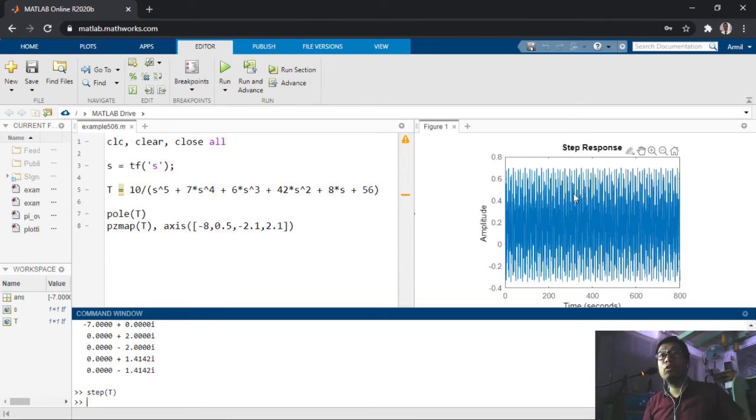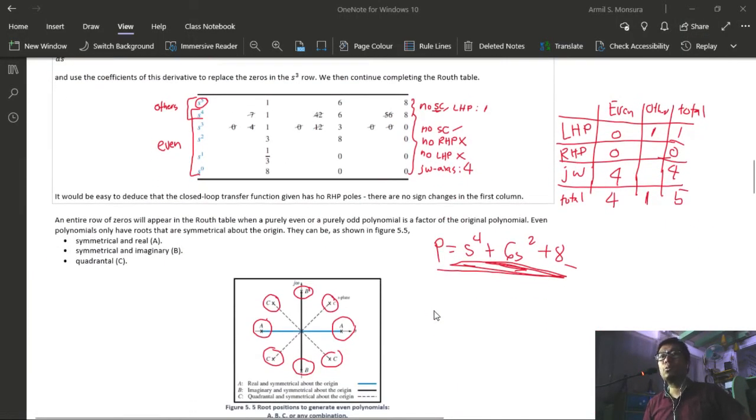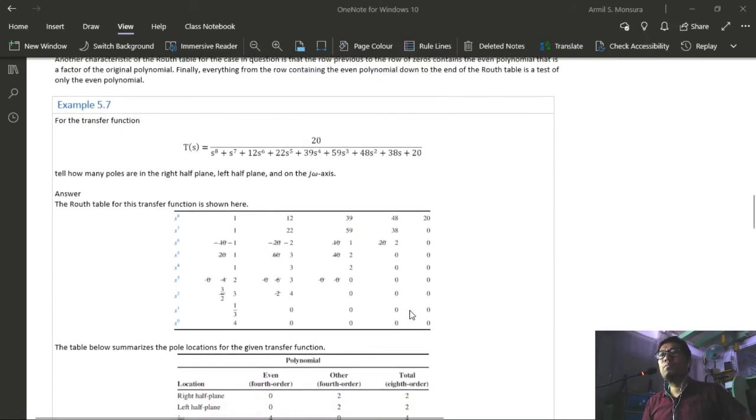Na meron dalawang frequencies dahil dun sa pole niya na meron dalawang different locations dun sa ating j omega axis. So dalawang frequencies yan. Pwede natin makompute yung dalawang frequencies na yan later on. And ayun. So that verifies yung example 5.6 natin, na tama yung sinasabi ng ating Routh-Hurwitz criterion.